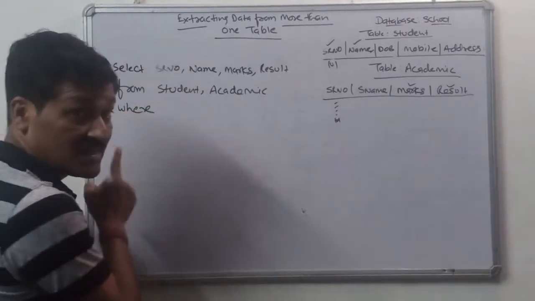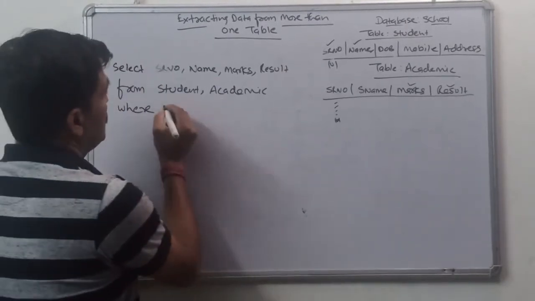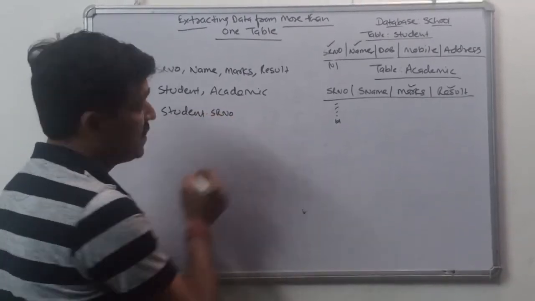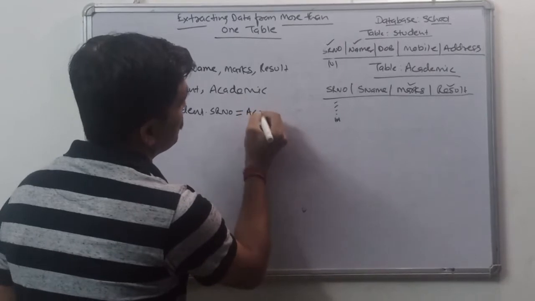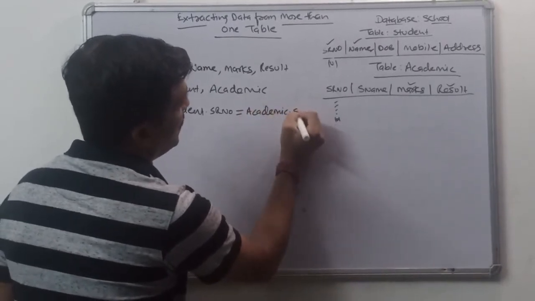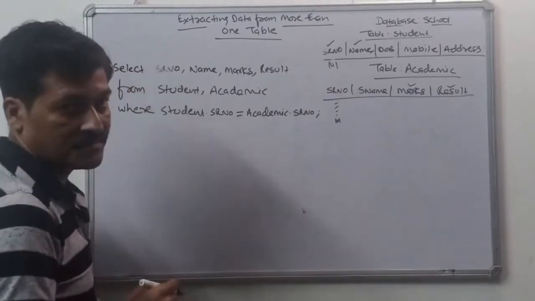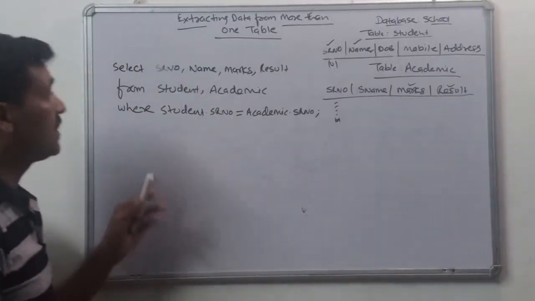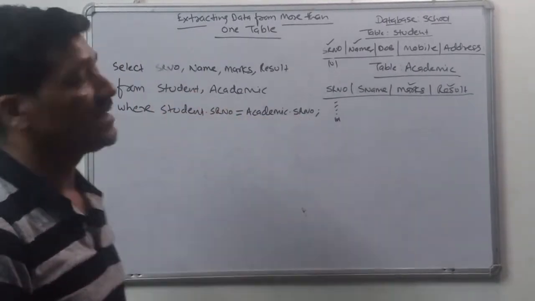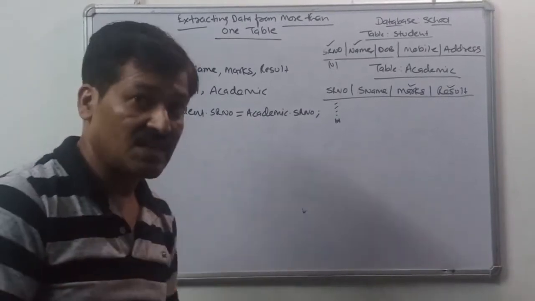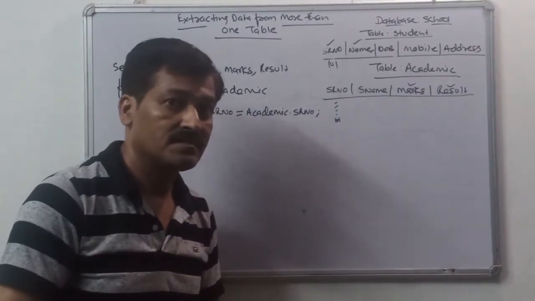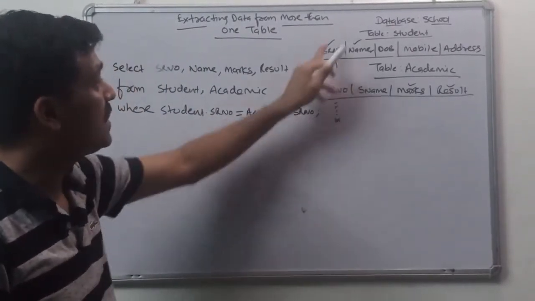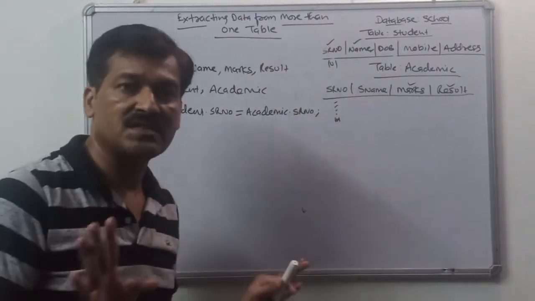Where, this is important, where student dot SR number equals to academic dot SR number. Look at this way. Where student dot SR number equals to academic dot SR number. This statement is also known as equi-join. This statement will check the equality of the SR number in both the tables. Doesn't matter where it is placed.